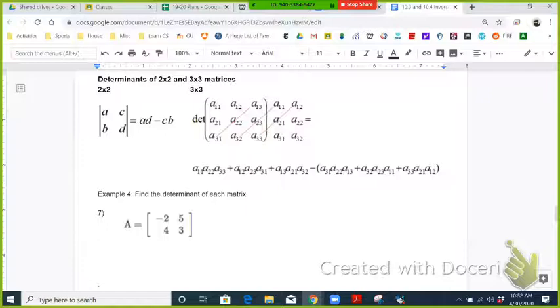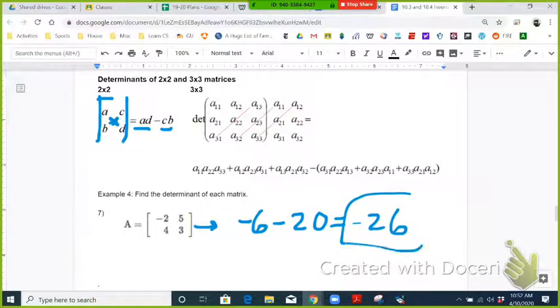So just to quickly review that, if you see these bars instead of the normal matrix brackets, that means determinant. You take A and D, multiply them together, C and B, multiply them together, and then subtract. So this matrix would have a determinant of -6 minus 20, which is -26. We use it to find inverses, and there are other applications that we will learn about, but for now you just want to think of it as a value associated with a matrix.